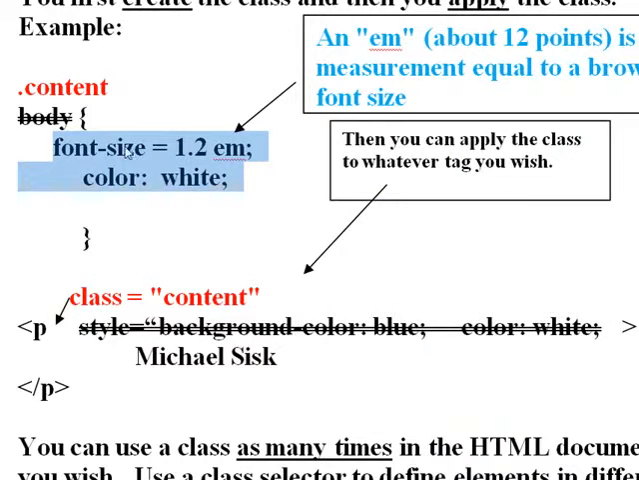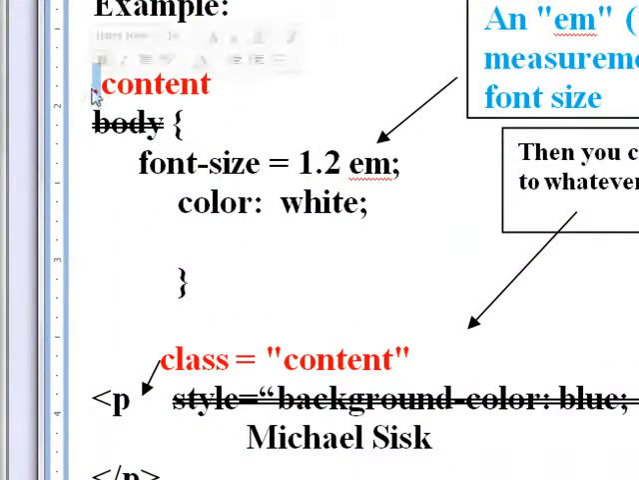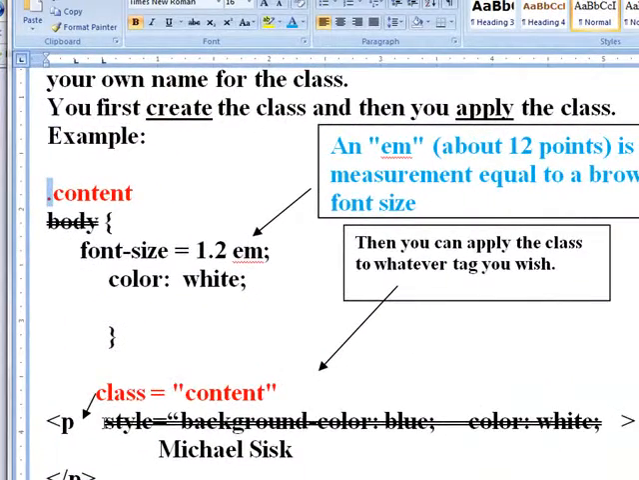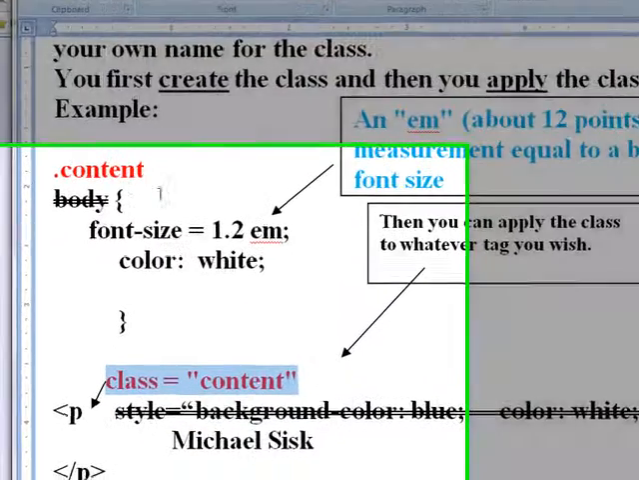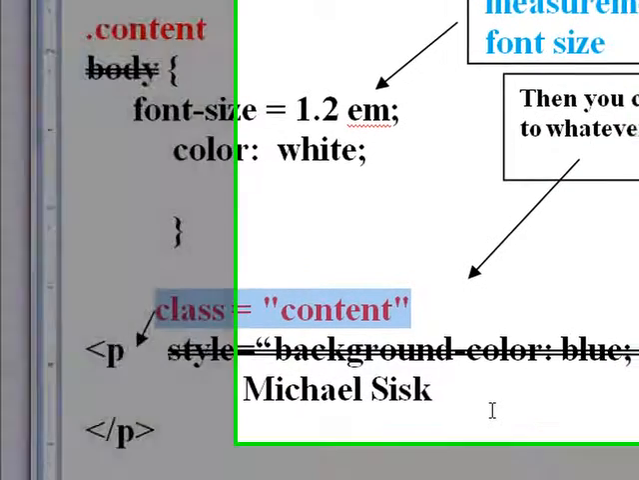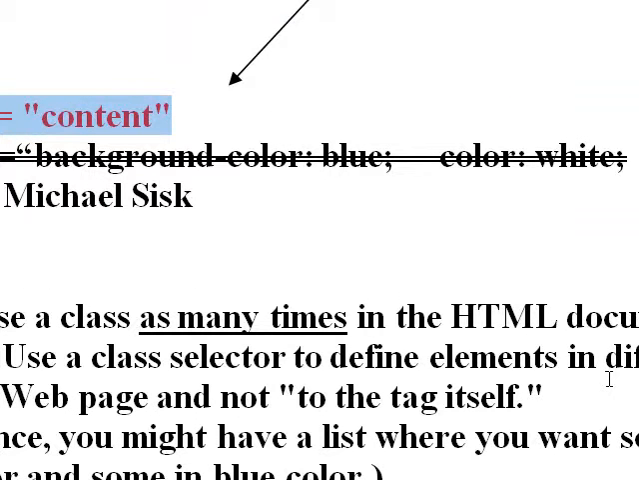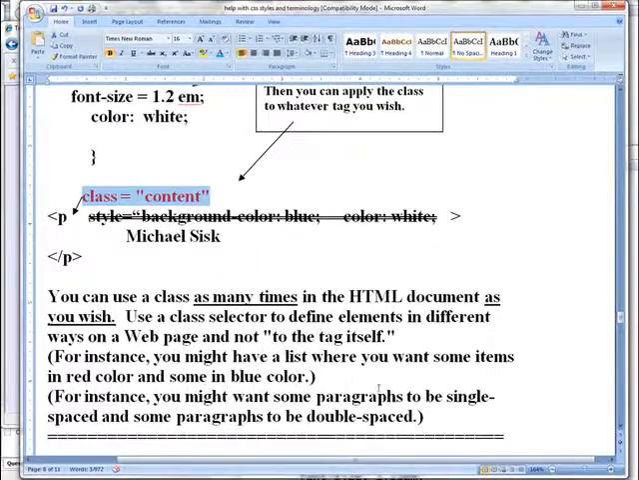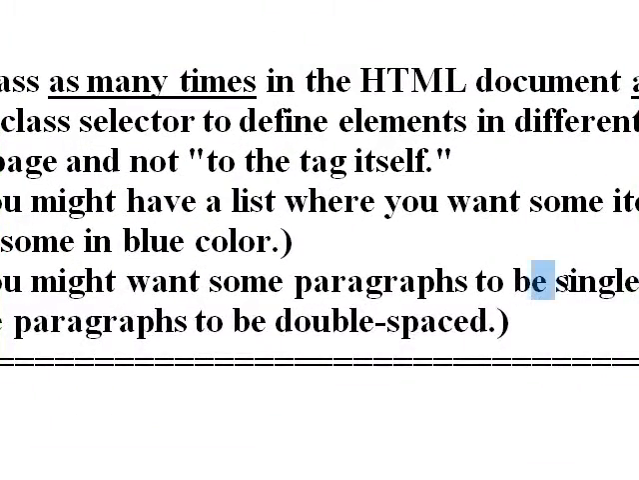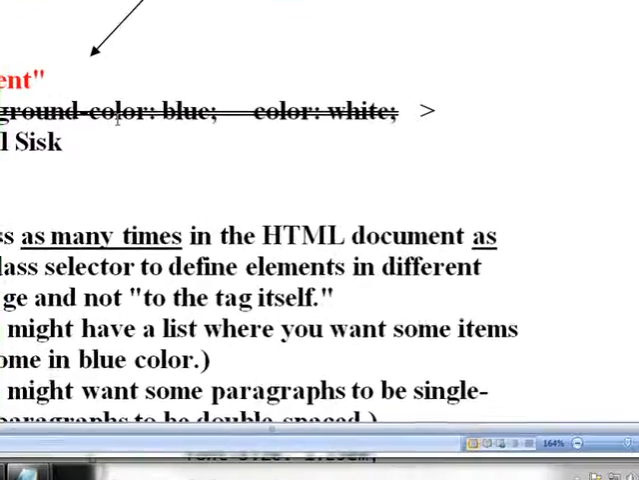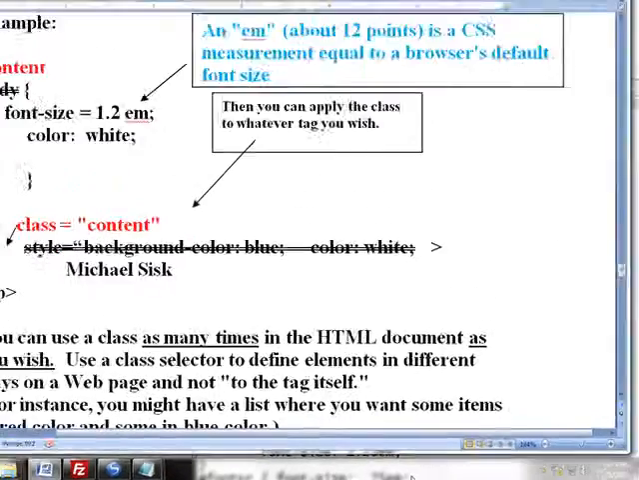And if I want to apply that class, which always begins with a period, in my web page, I simply put inside the paragraph, instead of writing the style right there, I just put class equals content, and that definition will apply, in this case, to the name Michael Sisk. And you can use a class definition as many times in a document as you want to. You use this primarily if, let's say, you have a bulleted list where you want some of the items in red and some in blue because you want to call attention to certain parts of the list, you would use a class definition. If you had paragraphs where you wanted some to be single spaced and some to be double spaced, you might use a class definition.